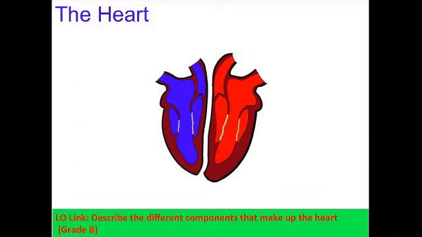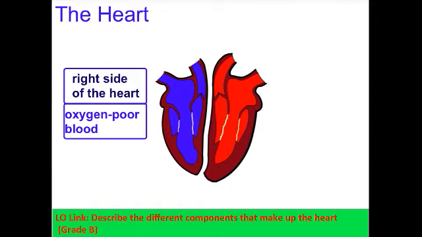Okay, so describing the different components that make up the heart for grade B. First of all, there are two sides to the heart. One side deals with blood that doesn't have any oxygen in. This blood's coming from the body and going to the lungs. And the other side deals with the oxygenated blood, which is represented in red. Now, you might think that this is the right and this is the left side of the heart. It's actually the other way around.